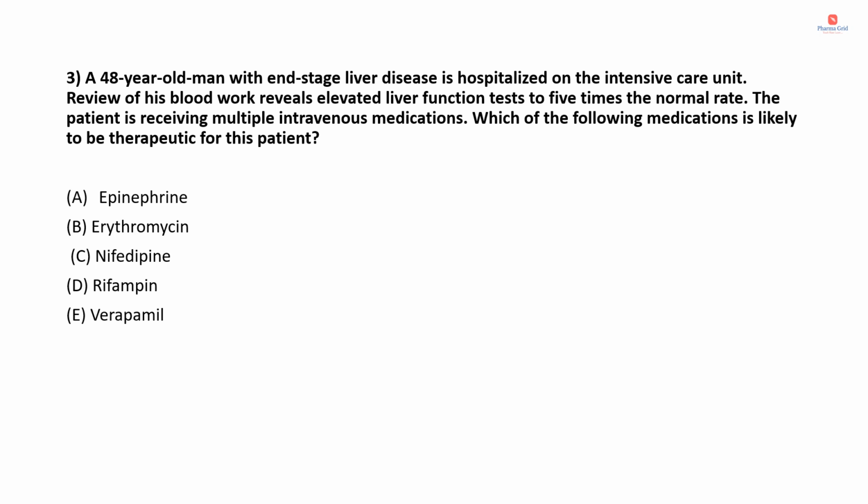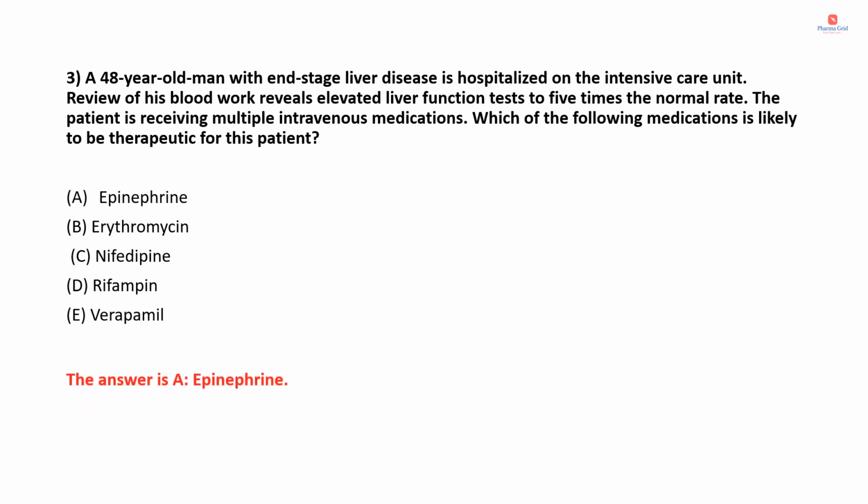Third question. A 48-year-old man with end-stage liver disease is hospitalized in the intensive care unit. Review of his blood work reveals elevated liver function tests to 5 times the normal rate. The patient is receiving multiple intravenous medications. Which of the following medications is likely to be therapeutic for this patient? Likely to be therapeutic in the sense which is not contraindicated or which can be used in this patient. The options are epinephrine, erythromycin, nifedipine, rifampin, verapamil.